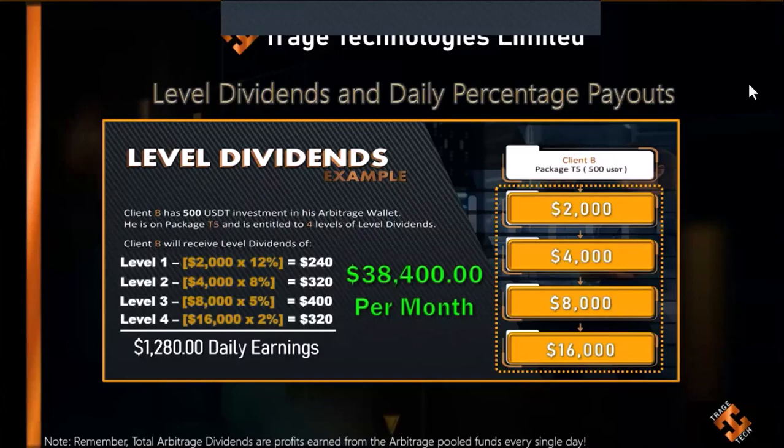Question: when was the last time you made $38,400 a month from a real business that's registered with the SEC, with a real business plan? Basically, a hedge fund trying to utilize an MLM concept to make you rich. I don't need to say any more.